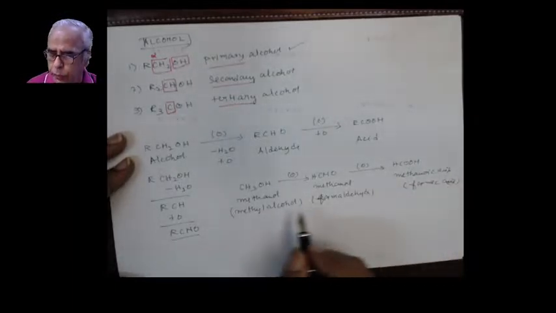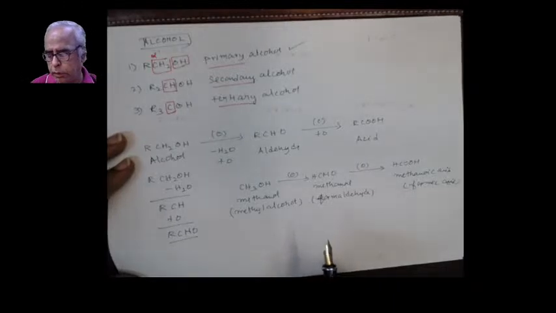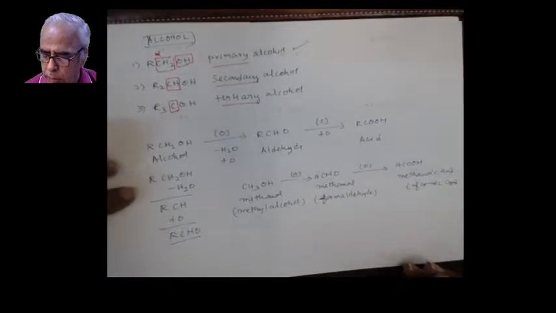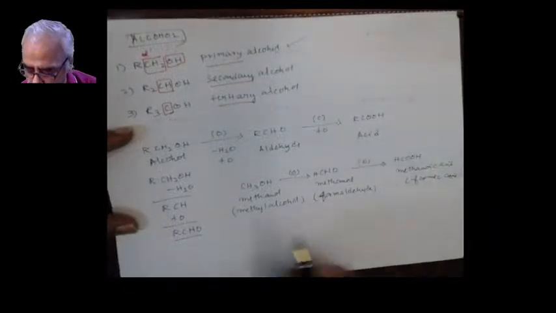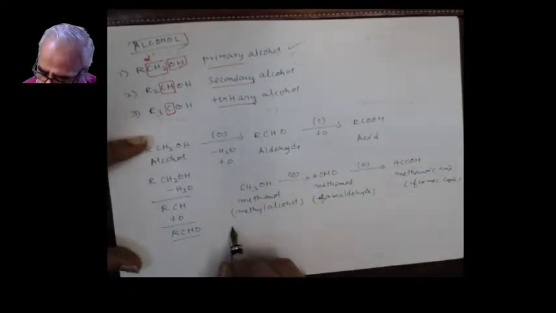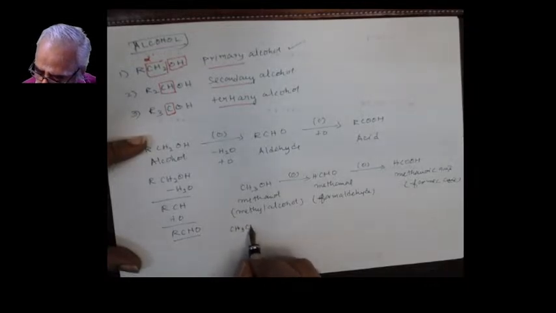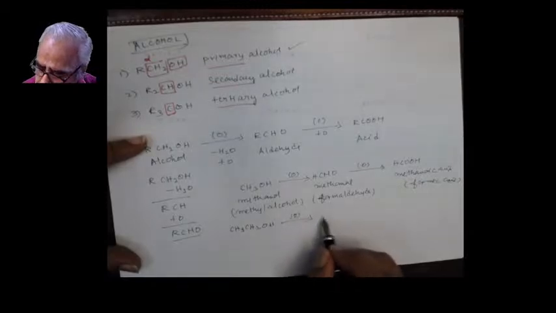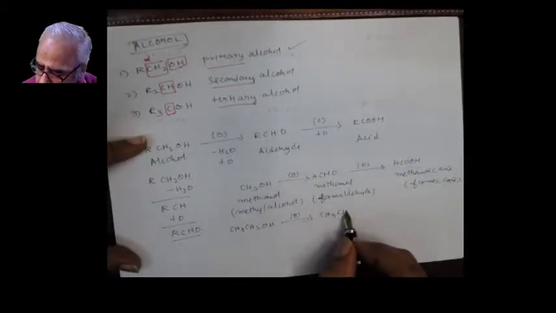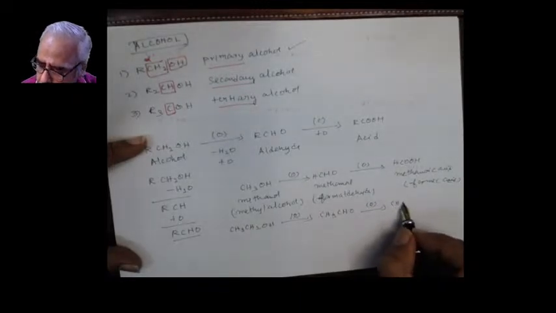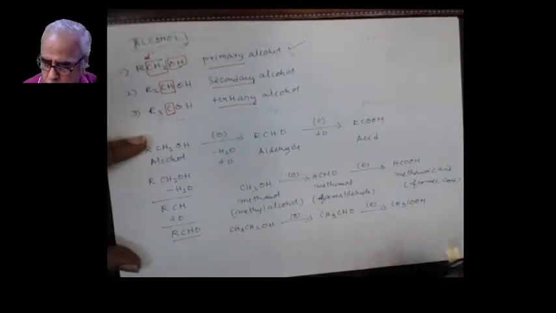Is it clear? Right. Now, similarly we can write ethanol also. What is the formula of ethanol? CH3CH2OH. On oxidation, acetaldehyde CH3CHO, and on oxidation, acetic acid CH3COOH.